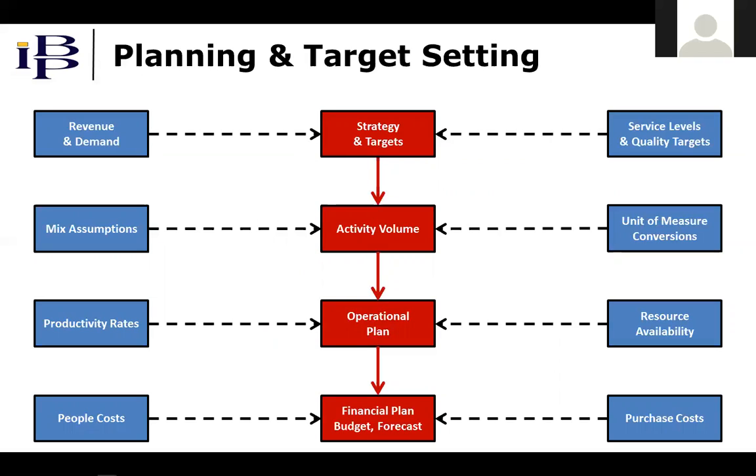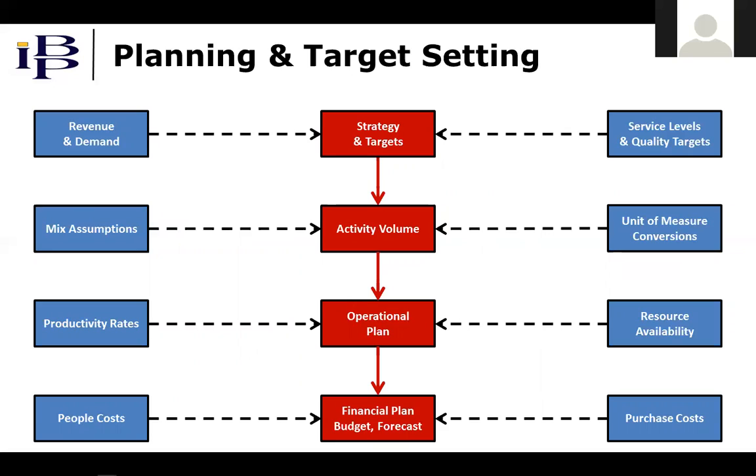So, if I have revenue demand targets and service levels and quality targets at the top, I can translate that down to an activity volume using mix assumptions and unit of measure conversions. I can then derive an operational plan with productivity rates and available resources. And then I can derive a budget with people costs and purchase costs. So at this stage, I've been able to take a balanced scorecard and mathematically, directly connect it down deep into the bowels of the organization.